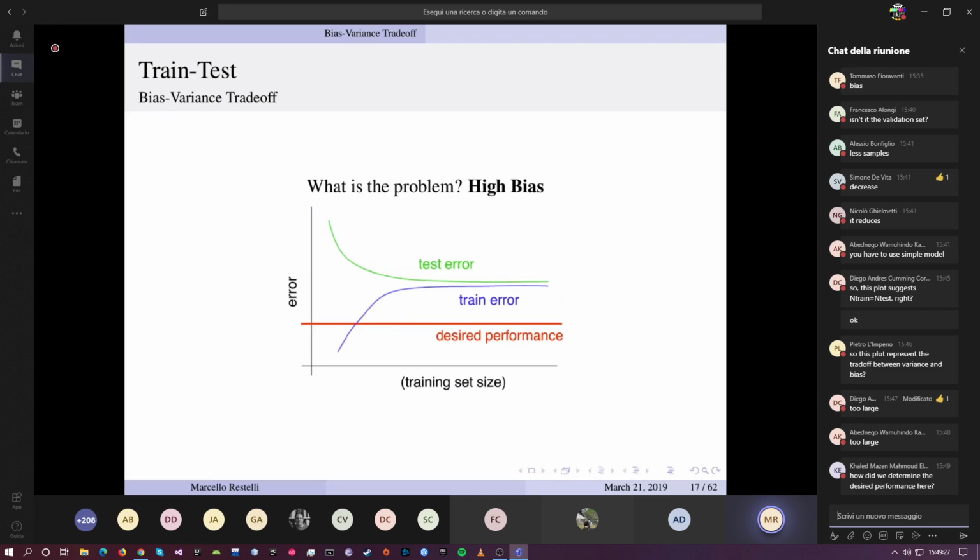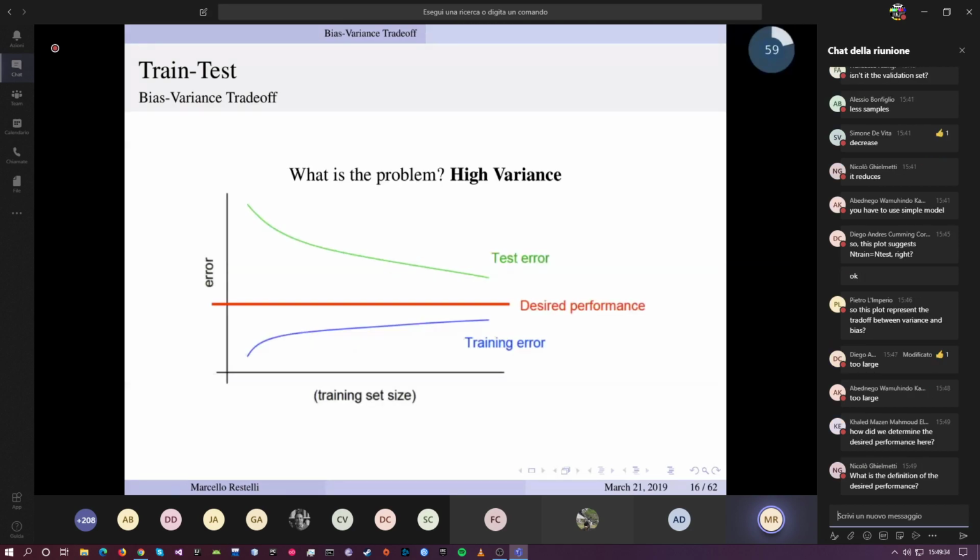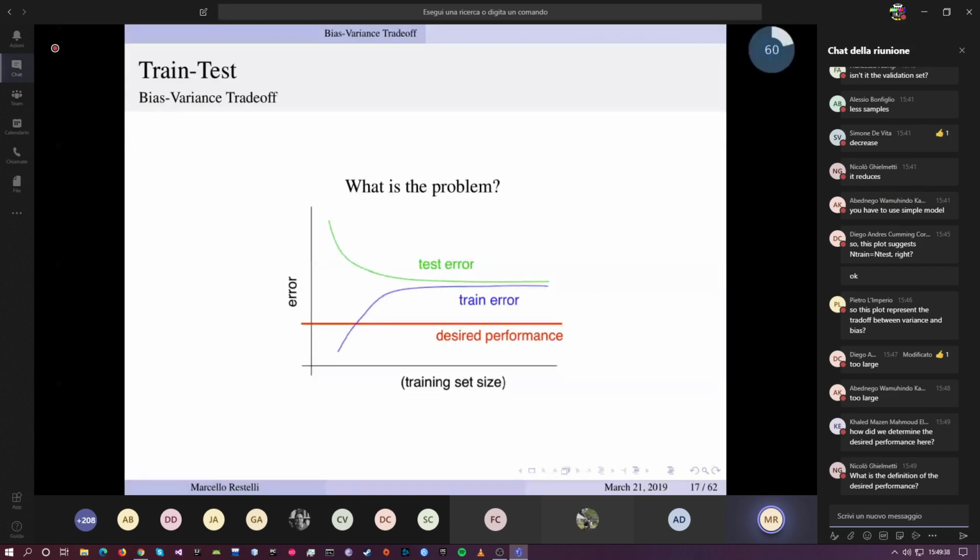And so you can say, okay, I change the training set size, I look at this plot and say, oh, no, I need more features for sure. While if you are in the case here, you say, no, this is too complex to be learned.